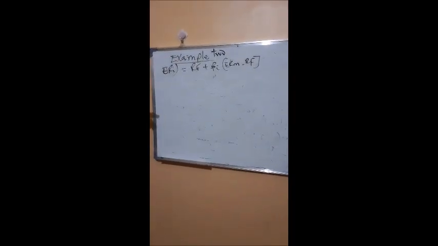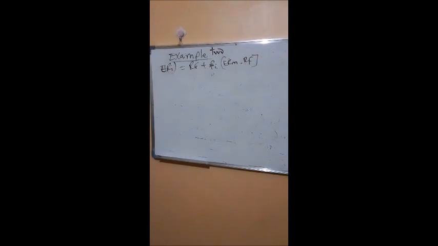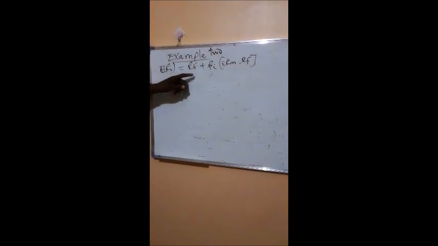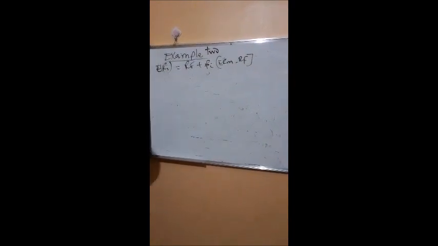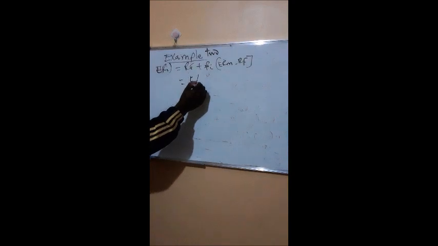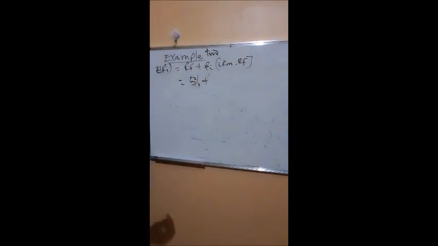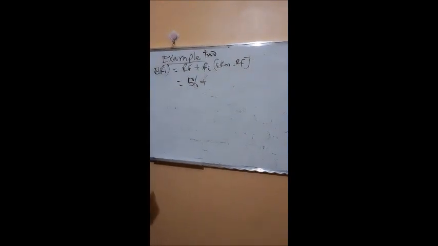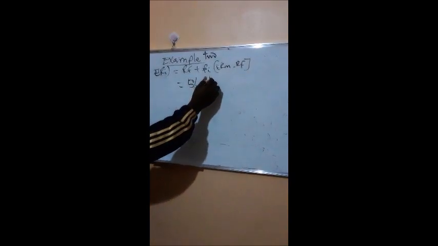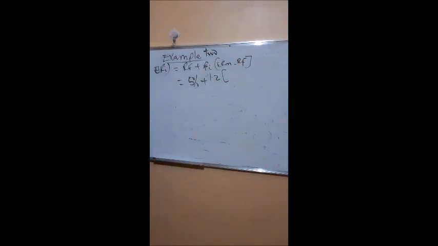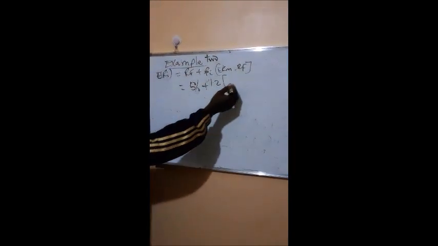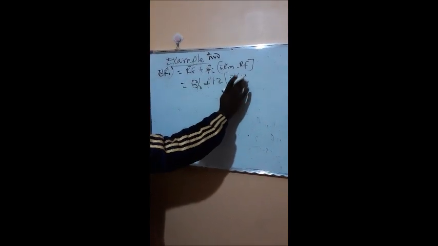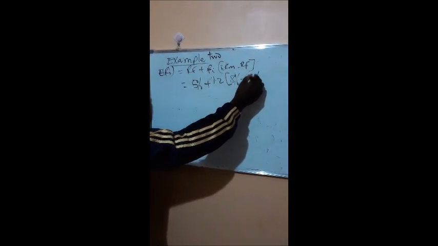We can use the same security market line equation to illustrate example 2. In example 2, the risk-free return is 5% per annum. So risk-free return of 5% plus beta. The beta of this investment is 1.2, multiplied by the difference between the market return of 8% and we deduct the risk-free return of 5%.